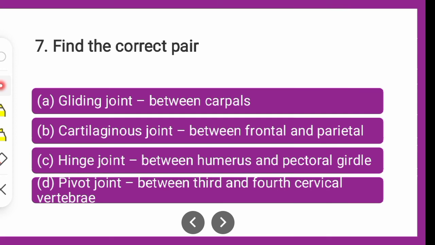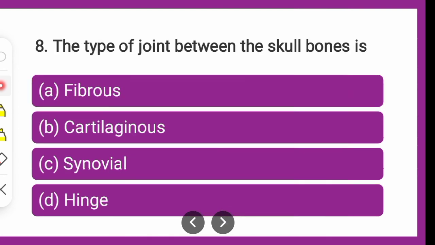So out of the four which we have seen, the correct one pair is A. So the correct answer is A. The carpals, they have the gliding joint. So A is the correct option. Next question is the type of joint between the skull bone is dash. Whether it is fibrous, cartilaginous, synovial or hinge.